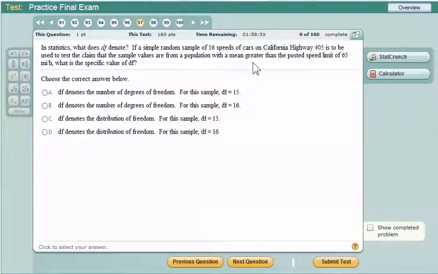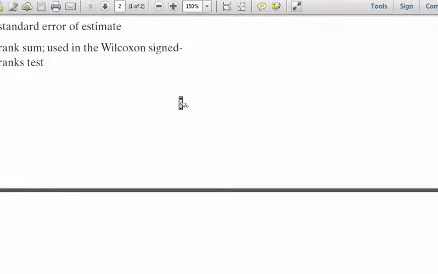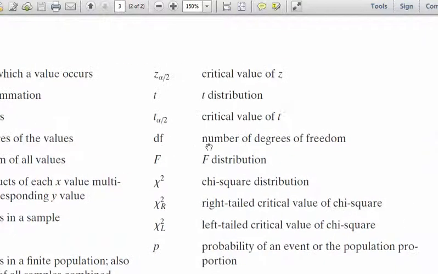If you did not remember that, there's no problem. You've got the symbols table at your hand. It's on the second page where it says DF, and it's denoted by the number of degrees of freedom.